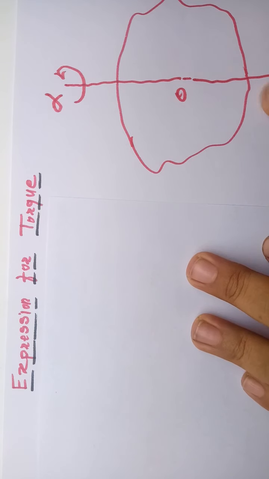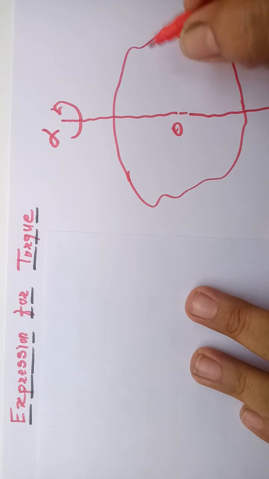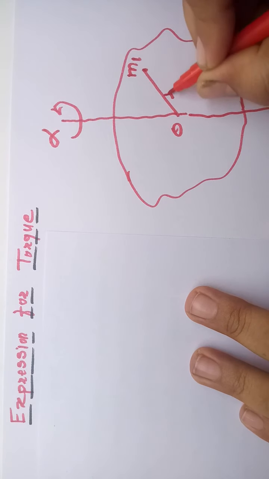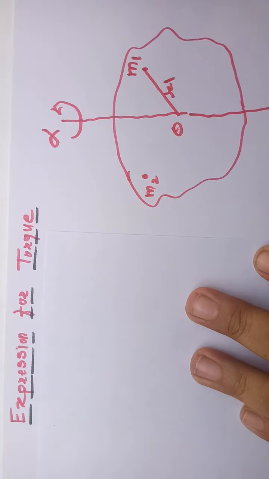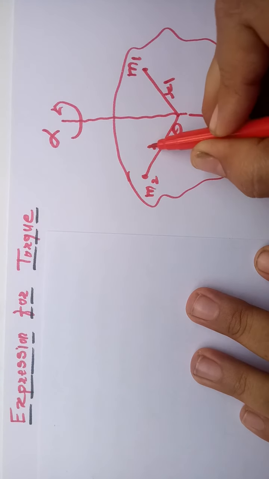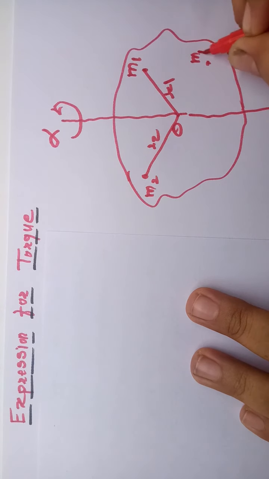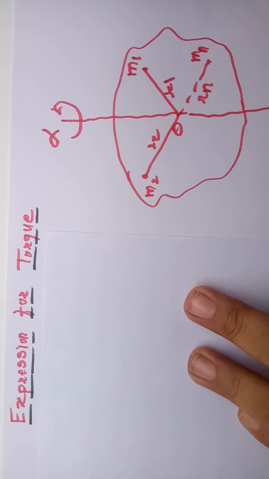Now we divide the body into a large number of particles of masses m1, m2, m3 up to mn. Suppose this is a particle of mass m1 which is at a distance r1 from this axis of rotation. Suppose there is another particle m2 which is at a distance r2 from the axis of rotation. Similarly, we consider the nth particle of mass mn which is at a distance rn from the axis of rotation. Means we consider a rigid body rotating about an axis passing through any point and perpendicular to its plane with constant angular acceleration alpha.